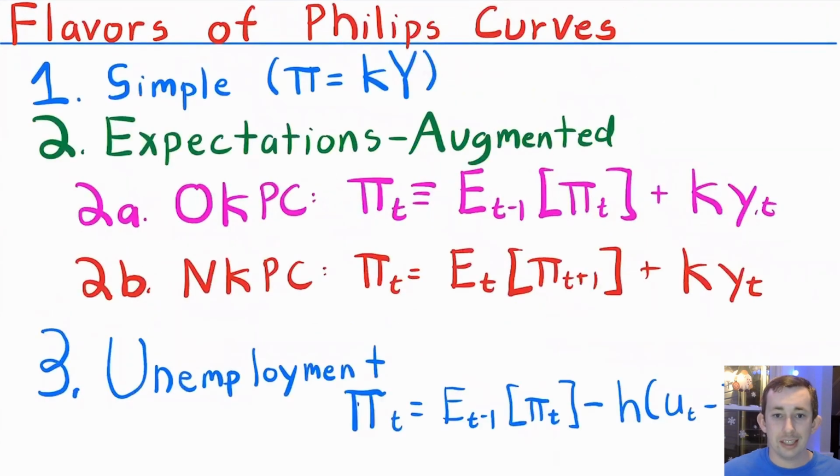Now we've got this simple Phillips curve that I just talked about, but the Phillips curve comes in many other flavors, specifically two other types of flavors that you might see in macro models. The first main flavor is called an Expectations Augmented Phillips Curve. There are two main Phillips curves of this variety, the old Keynesian Phillips Curve and the new Keynesian Phillips Curve. We'll talk about those in detail in a second. We also have a third flavor of a Phillips curve which relates inflation to unemployment rather than output. So again, we'll talk about this more in detail, but here's a sample equation of an unemployment Phillips curve.